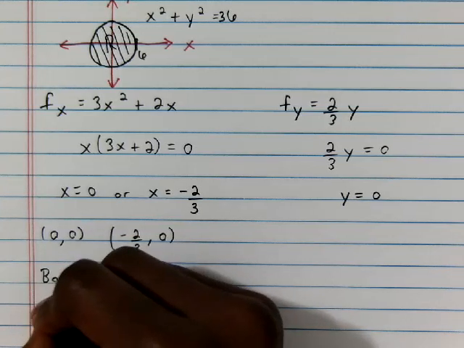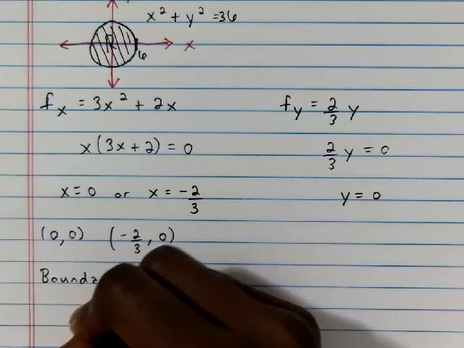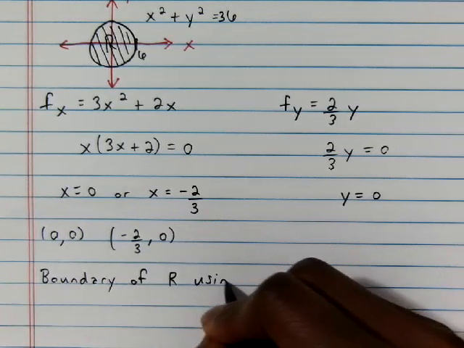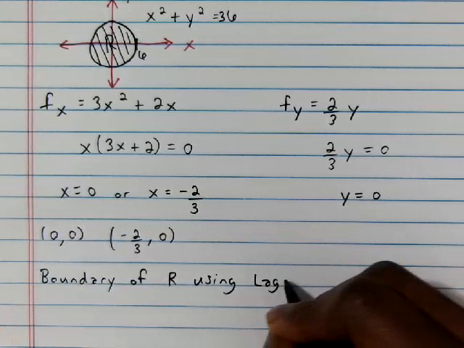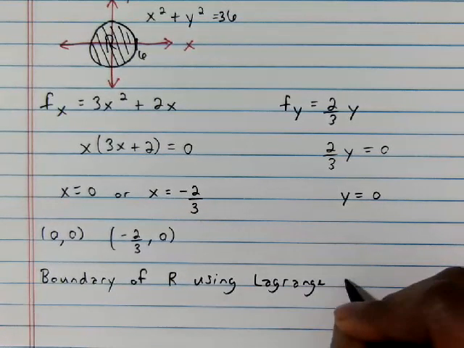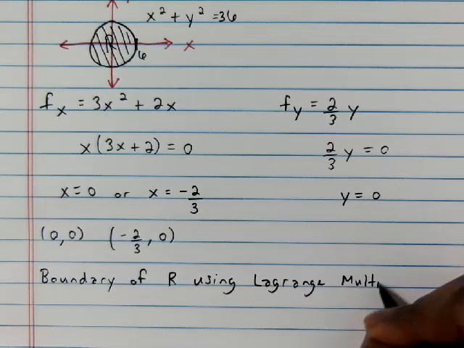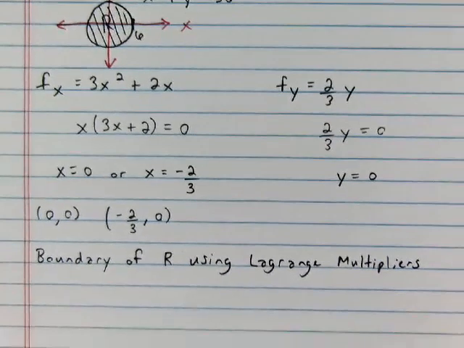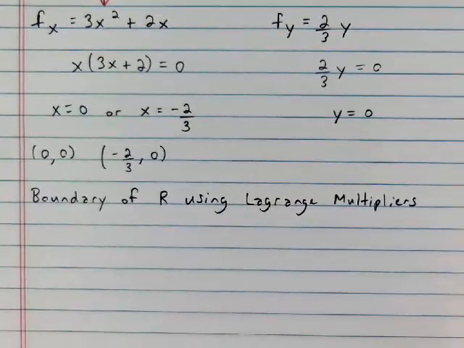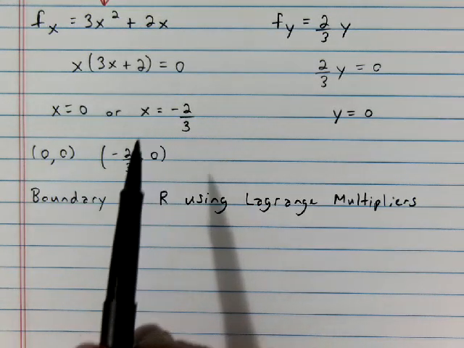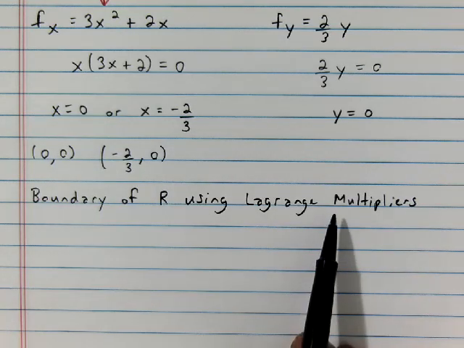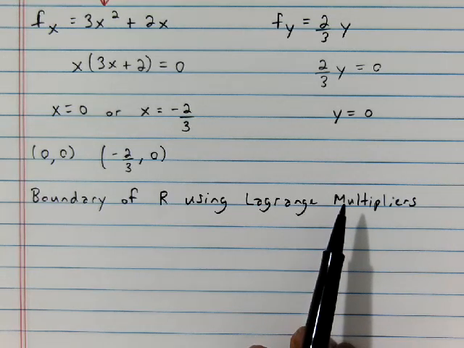So boundary of R using Lagrange multipliers. And it would be good practice, after we've done this using Lagrange multipliers, to try this boundary approach using 13.8. So what we're about to do here, instead of doing it with the 13.9 approach, is use the 13.8 approach.